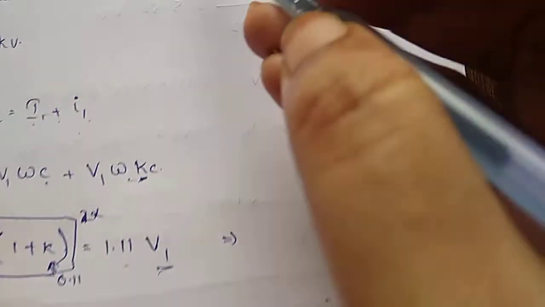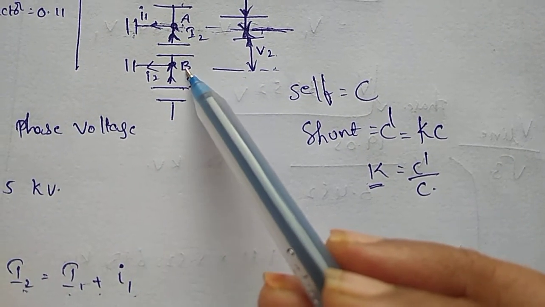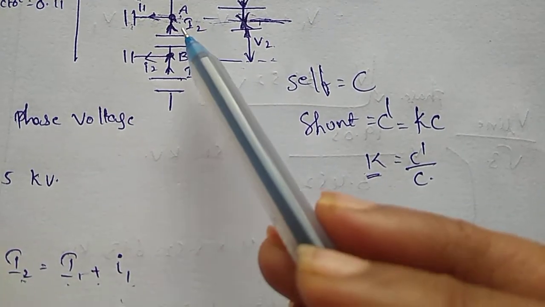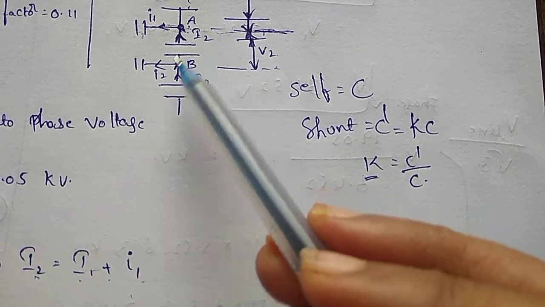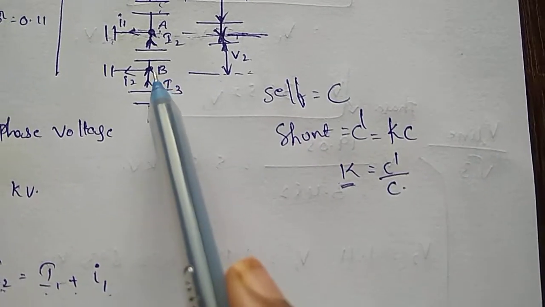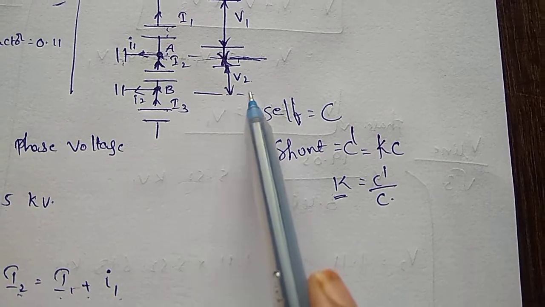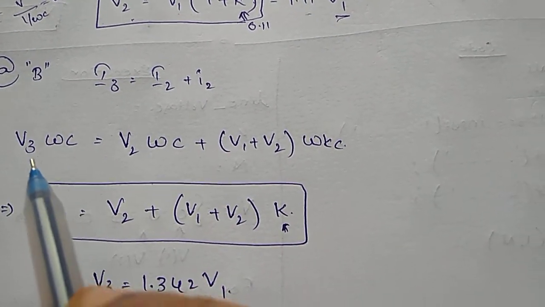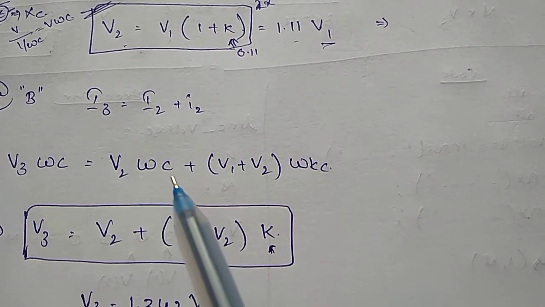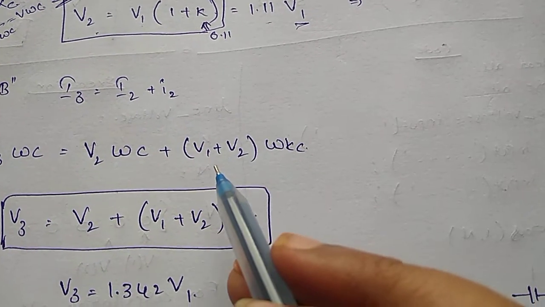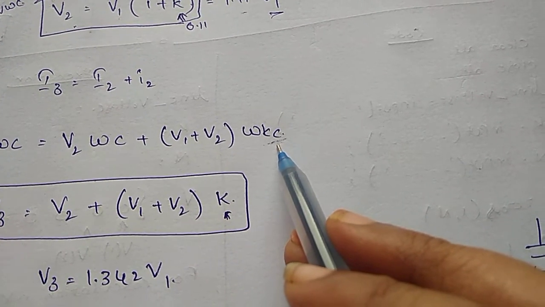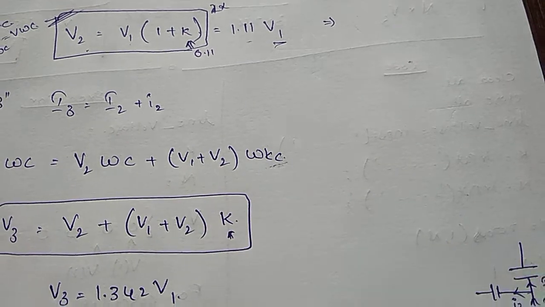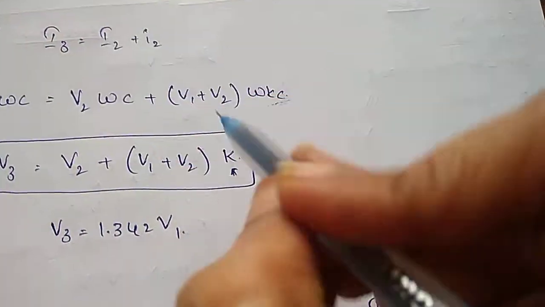In a similar fashion, at node B I apply KCL: I3 equals I2 plus small i2. Small i2 is up to here, that means V1 plus V2. So I write my equation again: V3 omega C equals V2 omega C plus (V1 plus V2) omega KC. Instead of the shunt capacitance, I wrote it in terms of KC. Please remember this equation also.